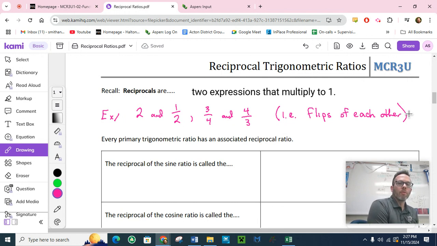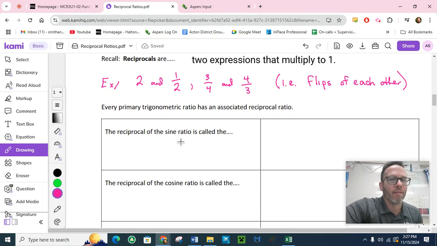And that brings us to our 3 reciprocal ratios. Every trig ratio you've learned so far, you've actually only learned half of the trig ratios. You guys thought sine, cos, and tan was it. There's actually 3 more. The reciprocal of sine, the reciprocal of cosine, and the reciprocal of tangent. And you guys will never guess what the reciprocal of the sine ratio is called. It is called the cosecant ratio.